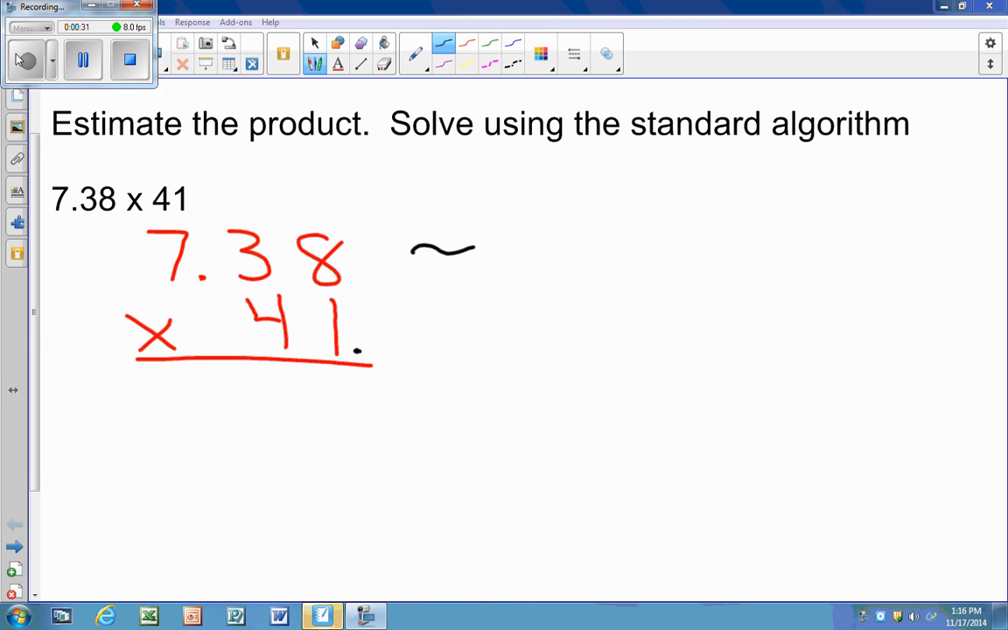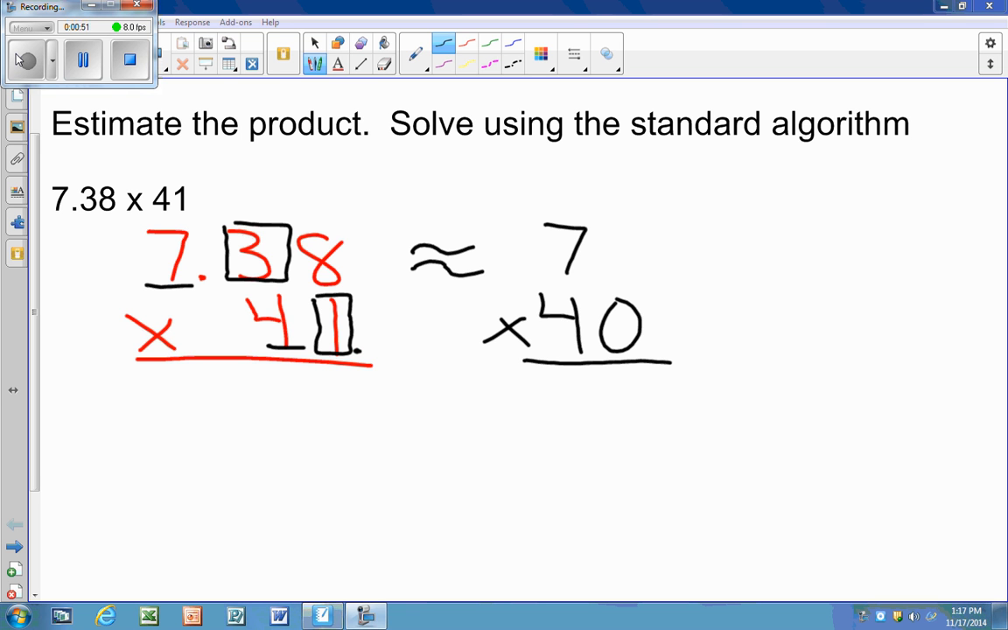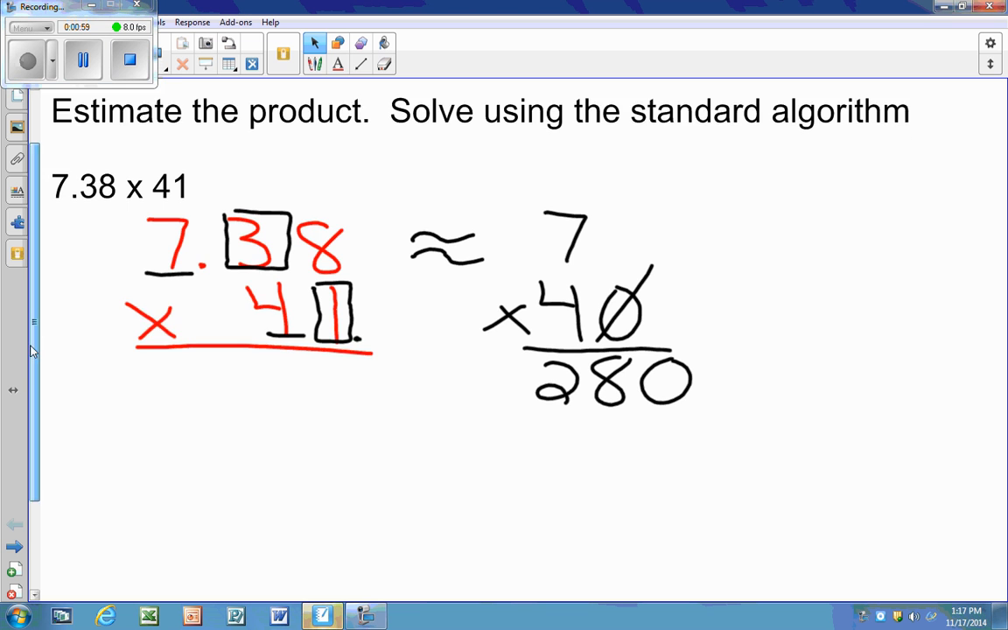So when we estimate to the largest place value, since the number in the box is a 3, it does nothing to the 7, so it stays a 7. The number in the box is a 1, it makes this 40. When we're rounding the decimal numbers, we don't use any of the place values to the right of the decimal when we're estimating. So we use our 0 rule, and 7 times 4 is 28, and we put the 0 back in. So my answer should be somewhere near 280.